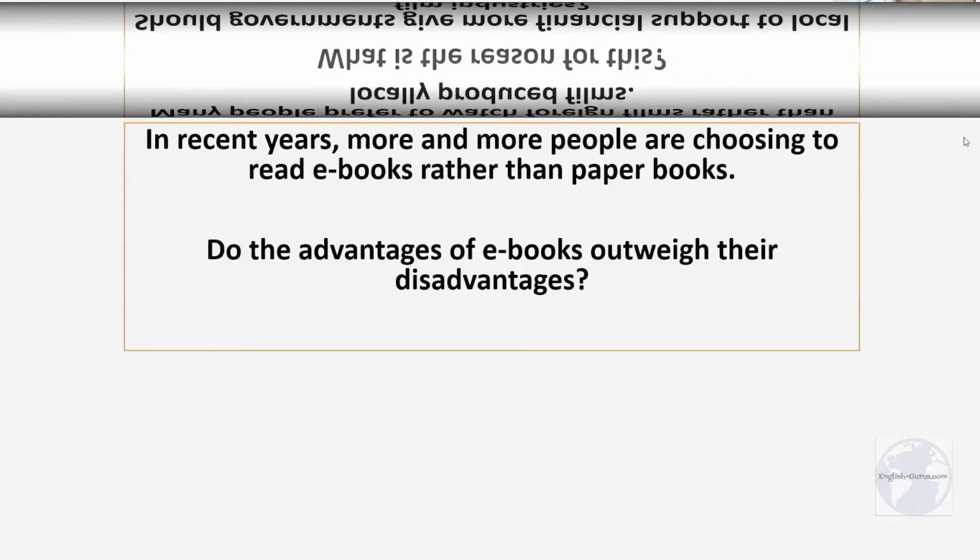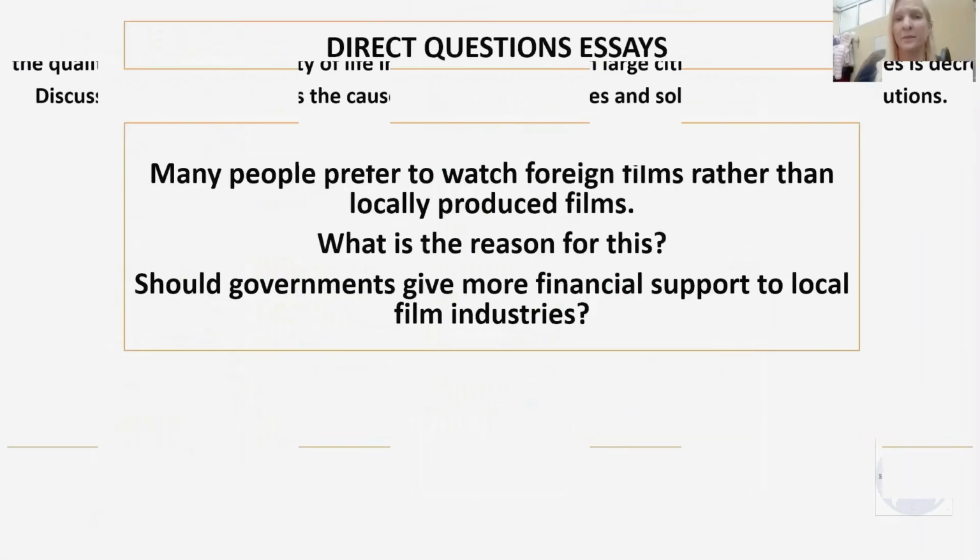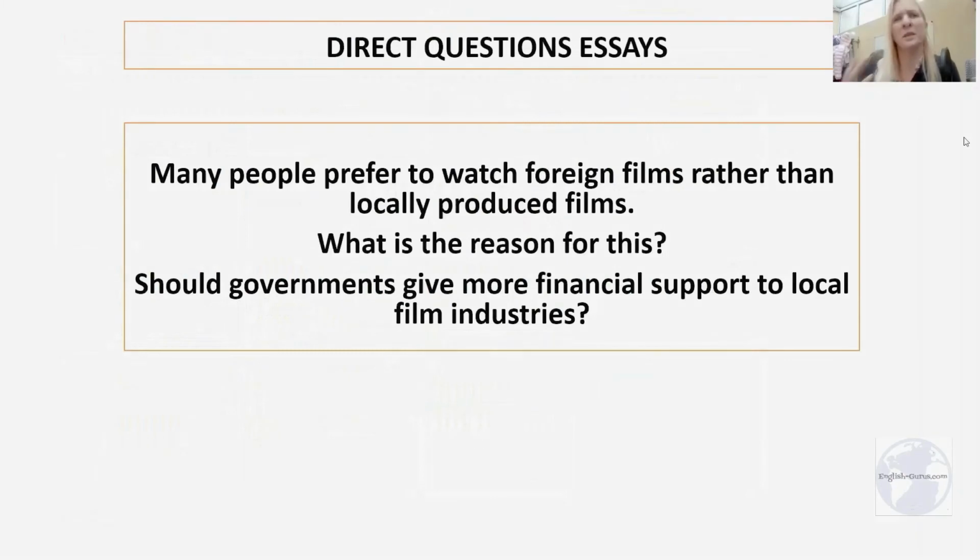Problem solution essays. Today, the quality of life in large cities is decreasing. Discuss the causes and solutions. So here in this type of essay, you need to present the reasons for a problem and the solutions for a problem. You're given a question or sometimes two questions.